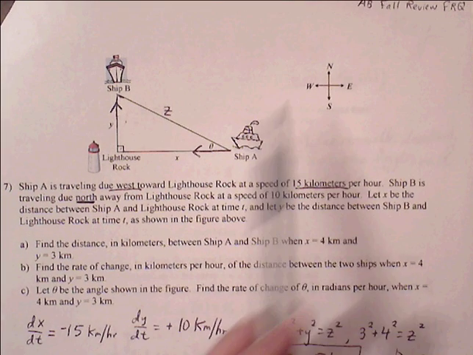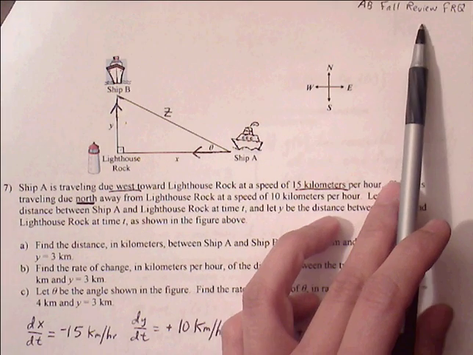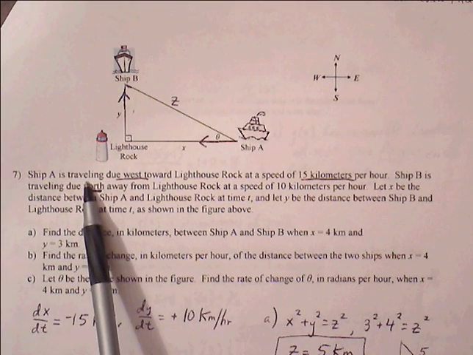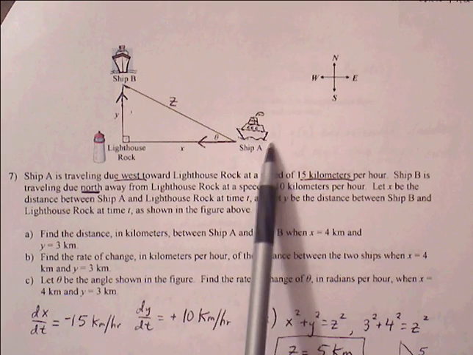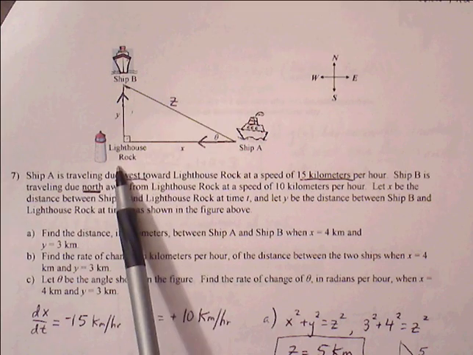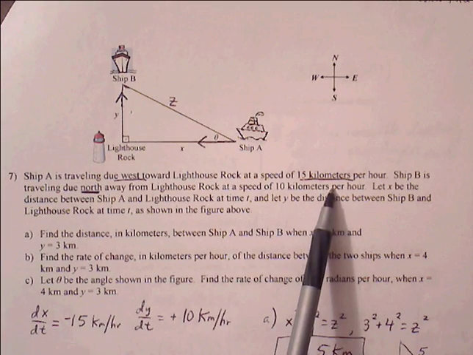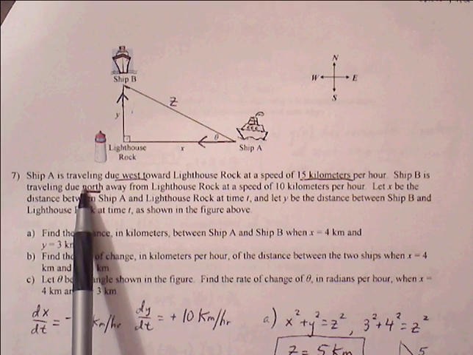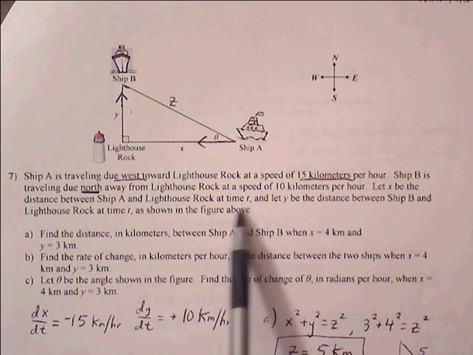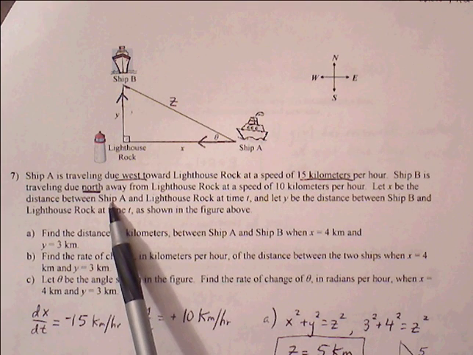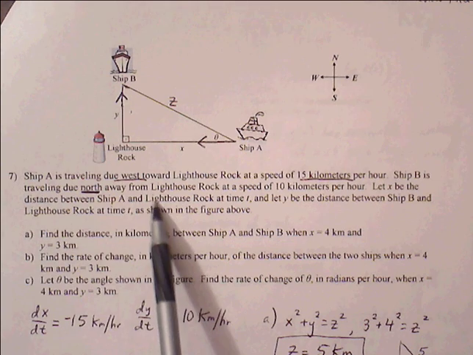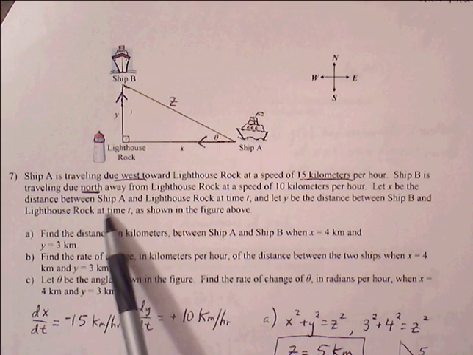So this is number 7 from the AB Fall Review FRQ packet. Number 7 says ship A is traveling due west towards a lighthouse rock at a speed of 15 kilometers per hour. B is traveling due north away from the lighthouse at a speed of 10 kilometers per hour. Let X be the distance between ship A and the lighthouse rock, and Y the distance between B and the lighthouse rock.